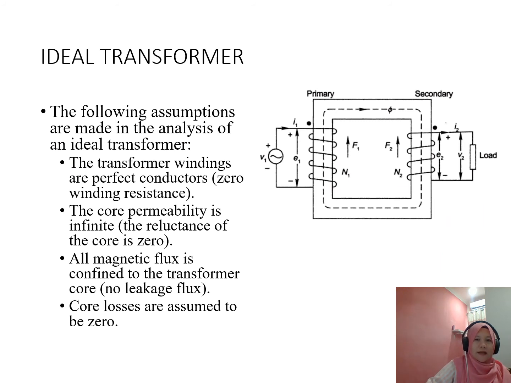So what is an ideal transformer? Okay, so the following assumptions are made in the analysis of an ideal transformer. First, the transformer windings are perfect conductors, which means they have zero winding resistance, and the core permeability is infinite. That means the core reluctance is zero, and all magnetic flux is confined to the transformer core. That means there is no leakage flux, and the core losses are assumed to be zero.